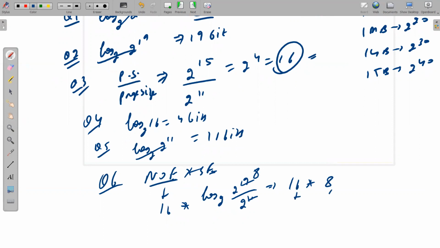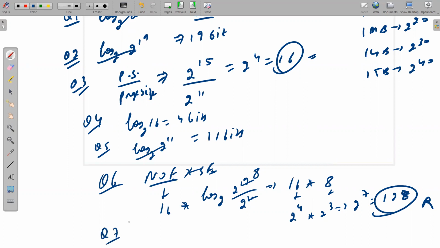Now if you are not able to solve it, don't worry. You will simply say 2 power 4 into 2 power 3. That is 2 power 7. That is nothing but 128, our answer. Okay, if you do not know calculation, you can do it very easily. So 128 is our answer.